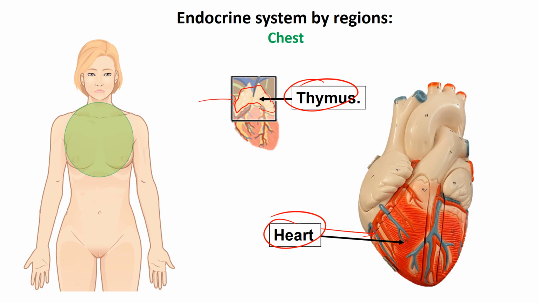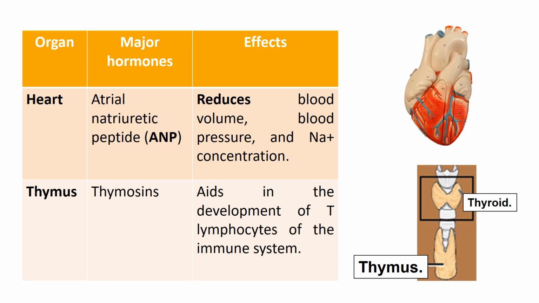So if you see a gland right on top of the heart, that must be the thymus. Okay, so in this table I have those two organs and the hormones they produce. With the heart, we have this ANP, which I mentioned briefly a minute ago when we were talking about aldosterone and ADH. I'm going to talk about that in just a minute. And the thymus, that gland is important because it produces this hormone, thymosins.